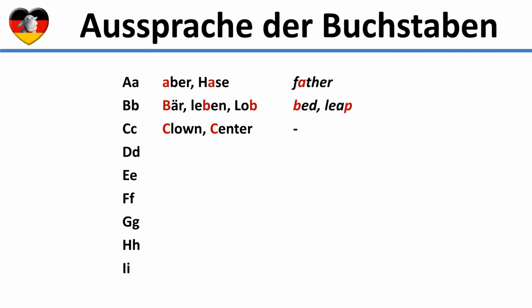The letter D is pronounced like in English, da, Laden. But at the end of a word, it is pronounced like a T, Bad.